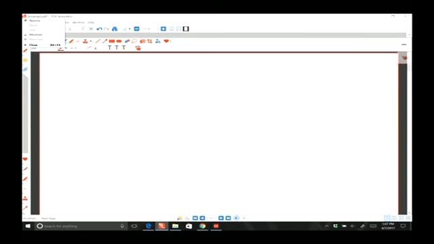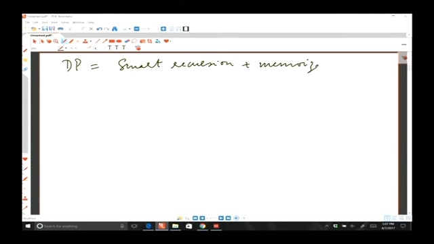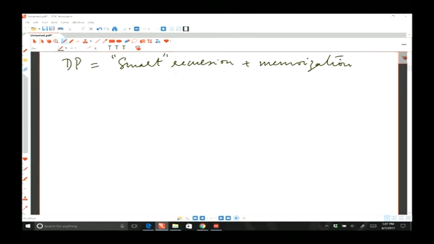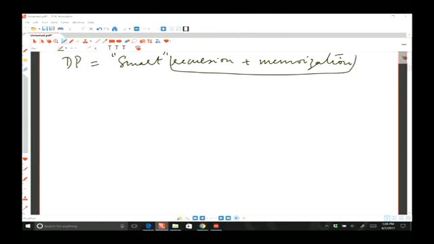Okay, so just what is DP, right? Briefly. I mean, DP is smart recursion plus memoization, right? Okay, why do we add this word smart here? Because this part you can do for many problems, right? So every recursion can be memoized. You don't need any cleverness to memoize a recursion because it's automatic.